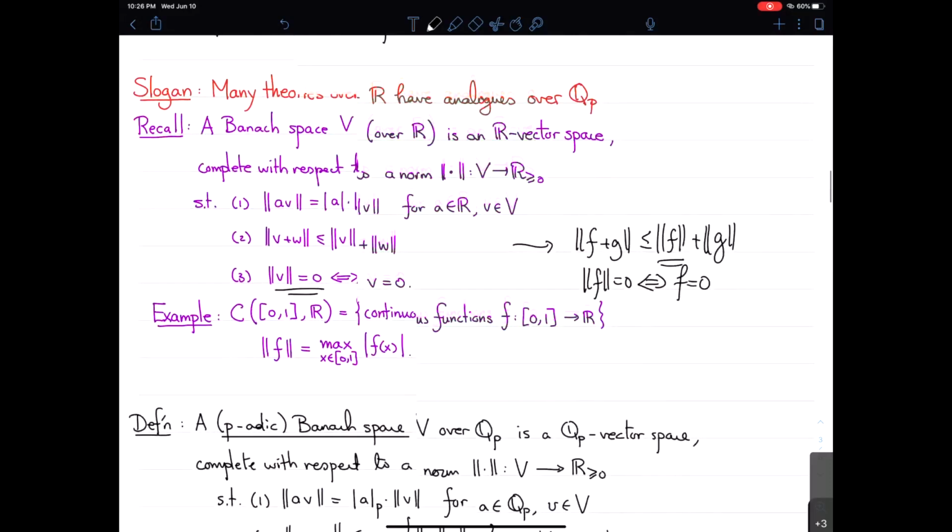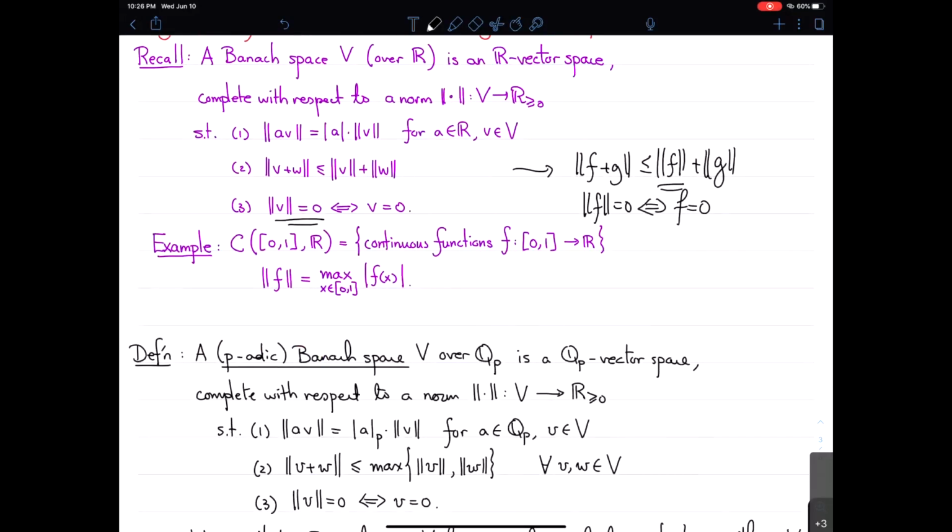So we can essentially copy the same definition. A Banach space over Q_p is, again, a Q_p vector space. Not quite the same, though. So a p-adic Banach space V over Q_p is a Q_p vector space that is complete with respect to a norm, which is just like what you have over here. It's a real-valued norm, but the vector space is over Q_p. And it's compatible with multiplication by a p-adic number: the norm will be multiplied by the p-adic norm.